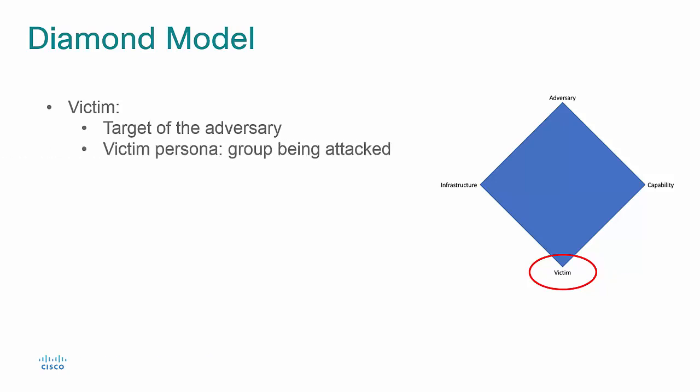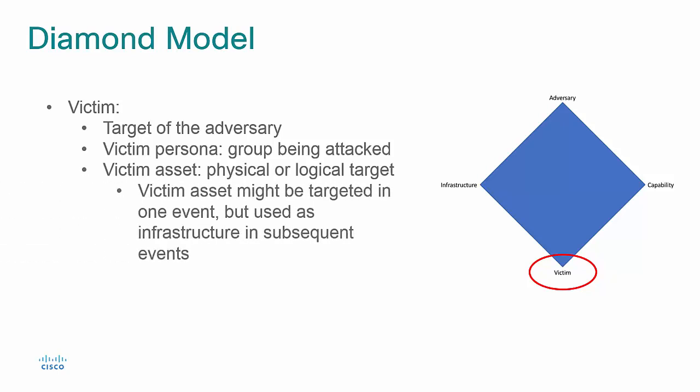The victim can be broken into victim persona, which is the group of people or organization being attacked, and we have the victim asset, which is the physical or logical target of the attack, such as a server or an email account. The diamond model cautions security analysts, though, to be aware that a victim asset may be targeted in one event, but used as infrastructure in subsequent events. A vulnerability or exposure is something that an adversary uses a capability to attack. The set of these vulnerabilities and exposures is called the victim susceptibilities.